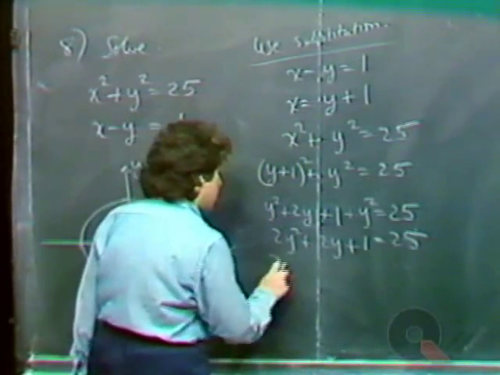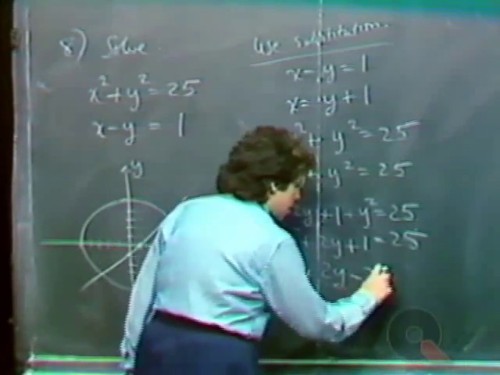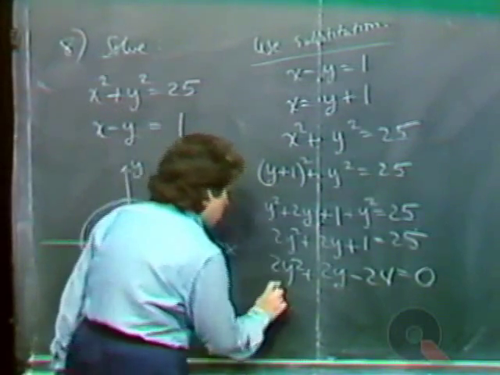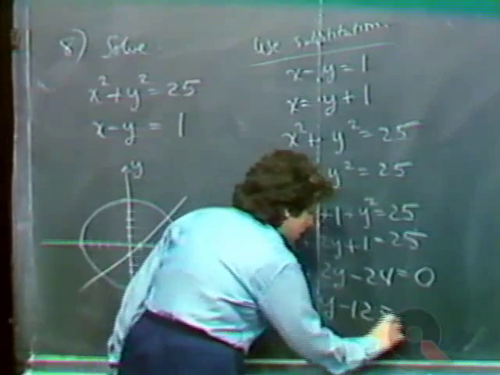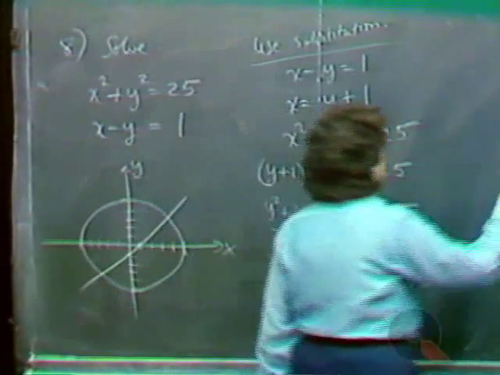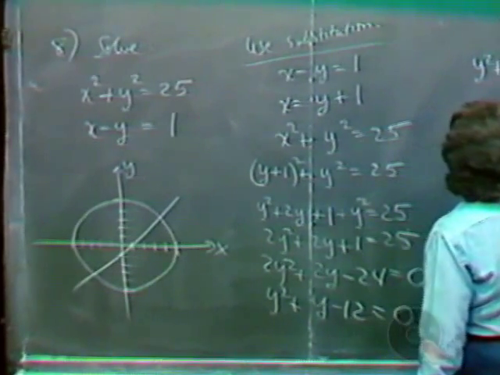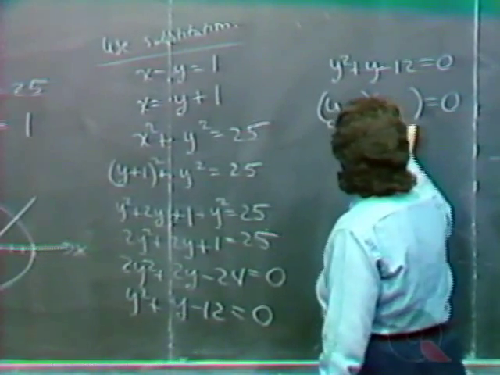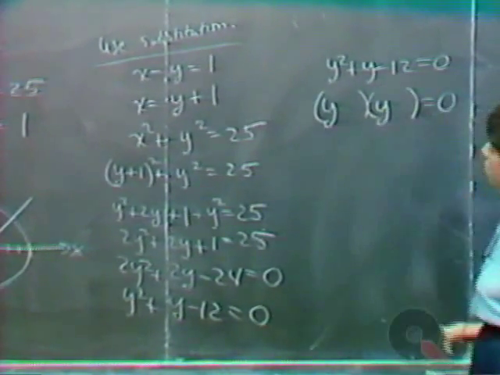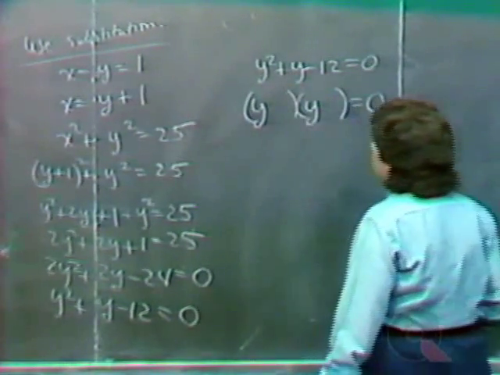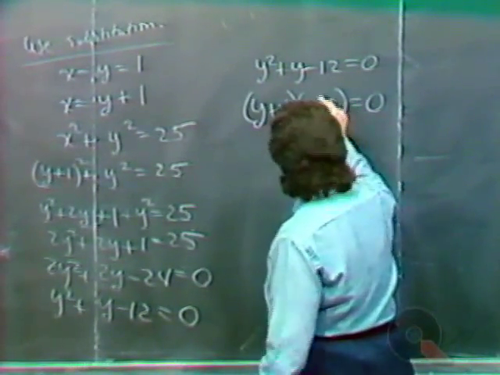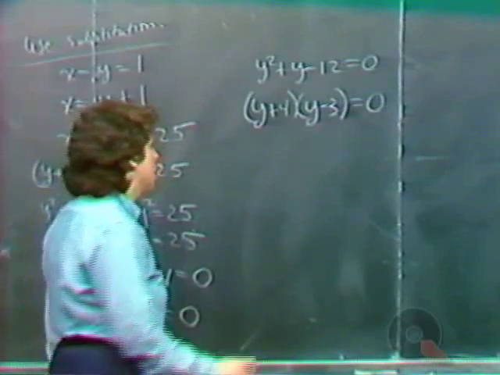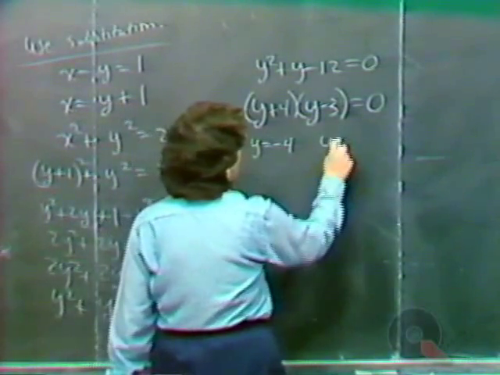Subtracting 25 from both sides, 2y squared plus 2y minus 24 is 0. Divide both sides of the equation through by 2. Y squared plus y minus 12 is 0. This can be solved by factoring. We need two numbers which multiply to minus 12 and add to plus 1. And they would be plus 4 and minus 3. Checking, we'd have y squared minus 3y plus 4y, that's plus y, minus 12. Y equals minus 4. Y equals 3.